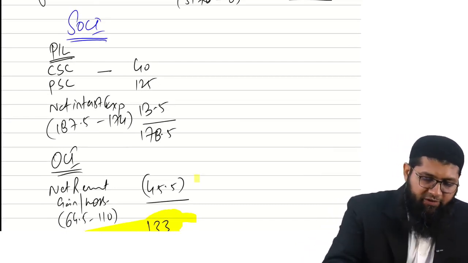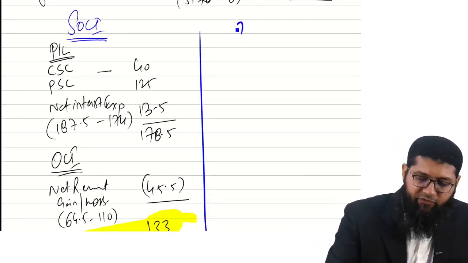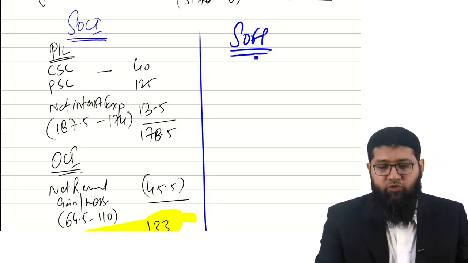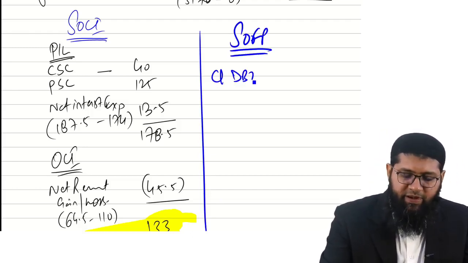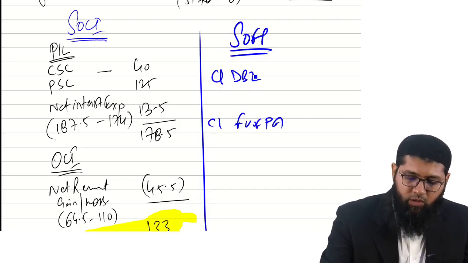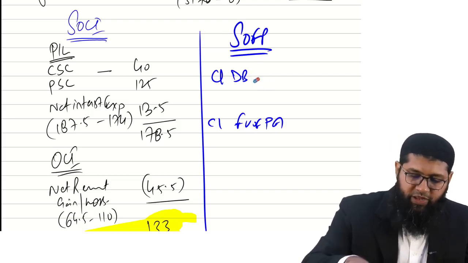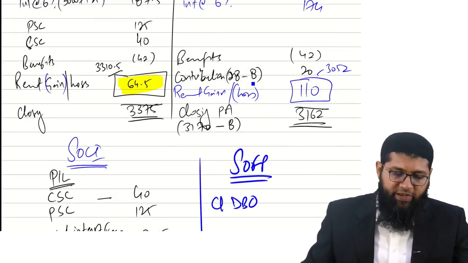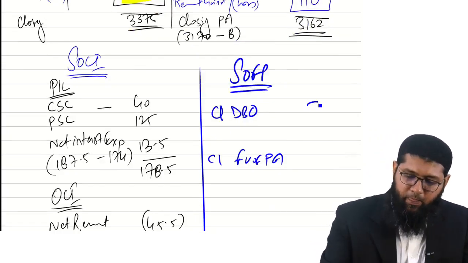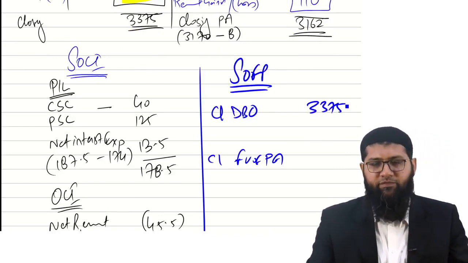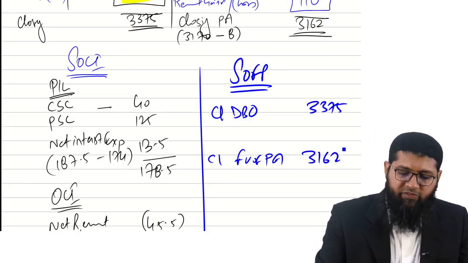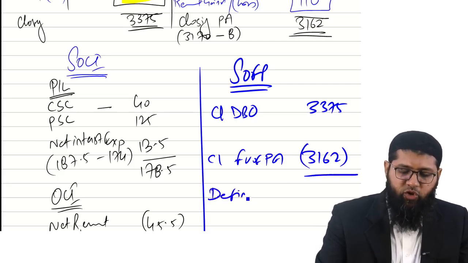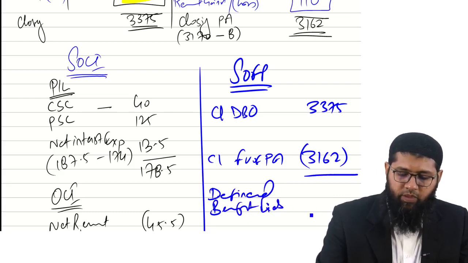When we talk about the SOFP, that is how exactly the SOFP presentation is going to be. So you've got the closing defined benefit liability. You've got the closing fair value of plan assets. So I repeat, it's a closing defined benefit obligation, closing fair value of plan assets. So closing defined benefit obligation is going to be what? 3375, 3162. Hence, this is going to be termed as defined benefit liability.